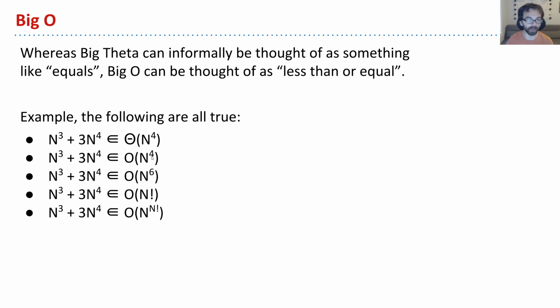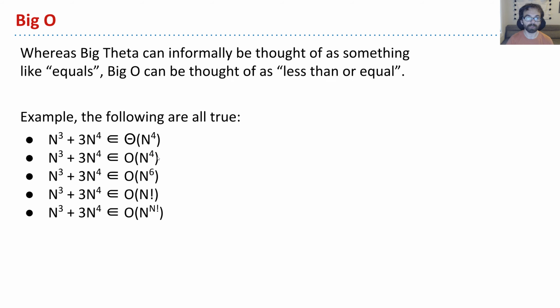So for example, the following are true. This function, n cubed plus 3n to the fourth, is big theta n to the fourth. Its runtime, its order of growth, is n to the fourth. It is also less than or equal to n to the fourth. It is also less than or equal to n to the sixth, or n factorial, or n to the n factorial, because all of these functions grow no more quickly than n to the fourth.